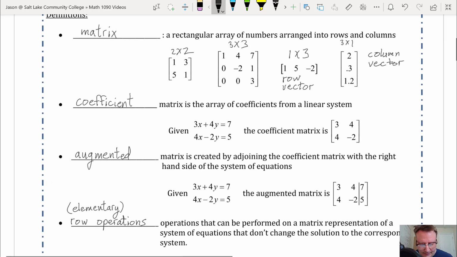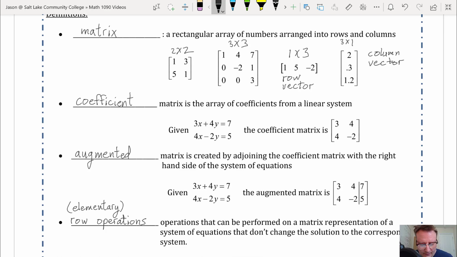All right. The coefficient matrix is the array of coefficients from a linear system. So if you were given this linear system here, the 3x plus 4y equals 7 and the other equation, then the coefficient matrix would just be the coefficients of x and y put into a grid. And so we would get a 2 by 2 coefficient matrix here.